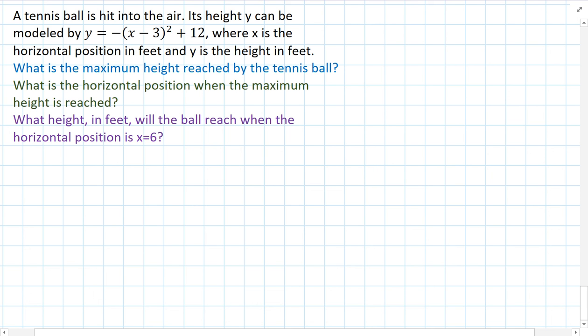So I have 3 questions I want to answer. What is the maximum height reached by the tennis ball? What is the horizontal position when the maximum height is reached? And what height in feet will the ball reach when the horizontal position is equal to 6?